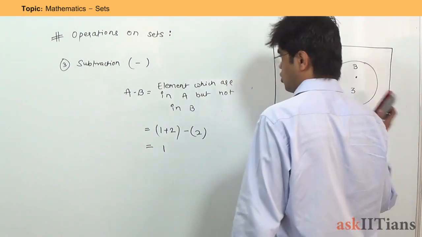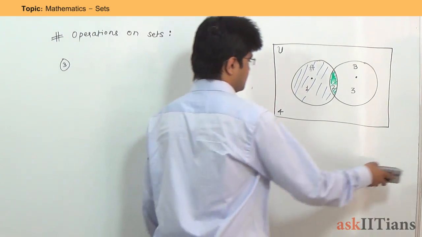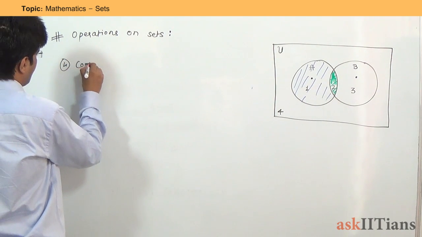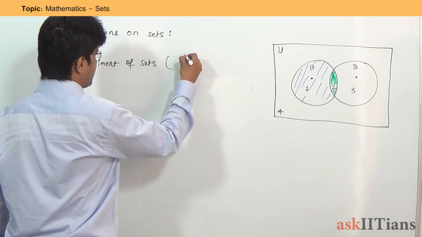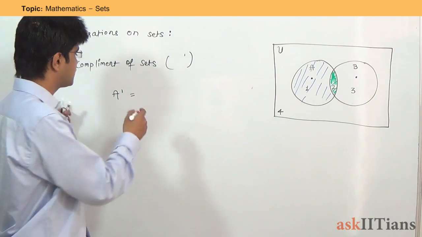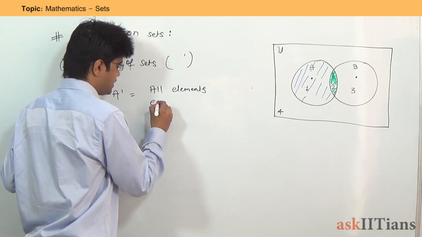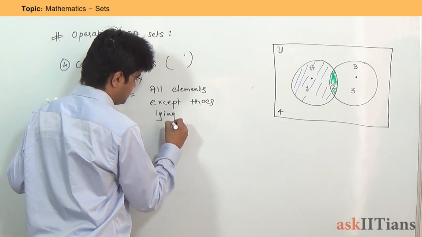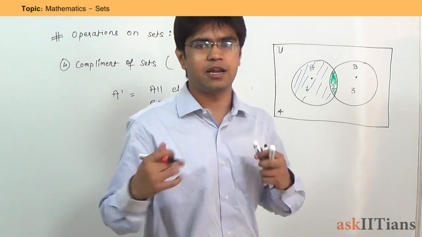Now we come to the last operation, that is complement. Complement of sets is simply represented by a dash. For example, if I want to write A dash, what does this A dash mean? A dash, or the complement, means all elements except those lying in A. That means we need to take all the other elements except the elements which are in A.